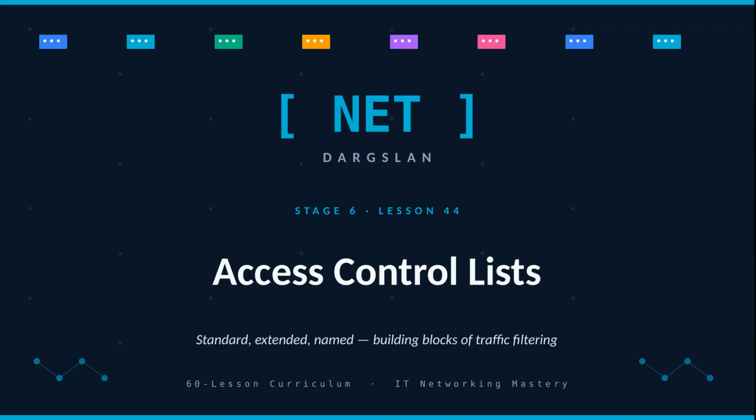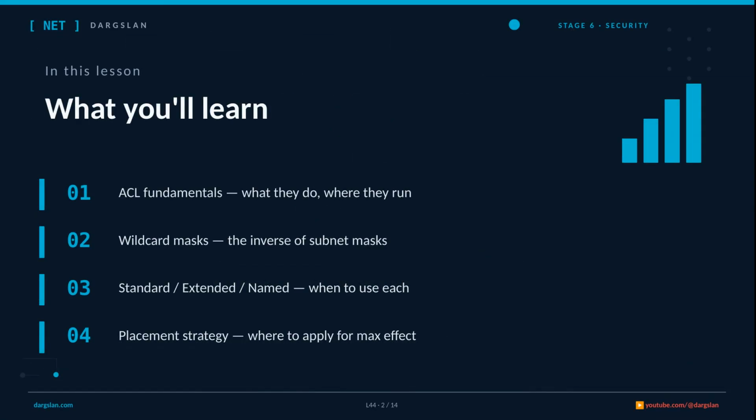In Stage 6, Lesson 44, we're tackling access control lists, the standard, extended, and named varieties that form the foundation of traffic filtering on just about every network device you'll ever touch. By the end of this lesson, you'll understand not just the syntax, but the underlying logic that makes ACLs a universal tool across vendors. Here's the roadmap for the next few minutes.